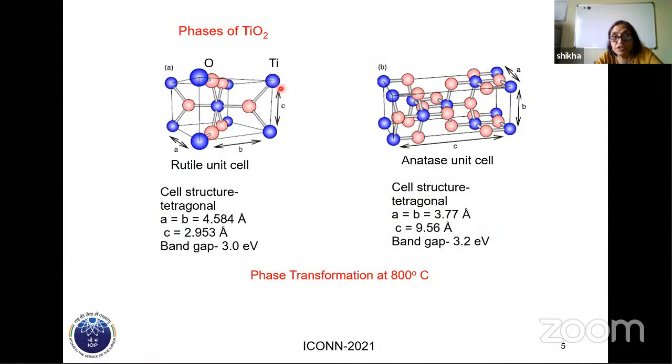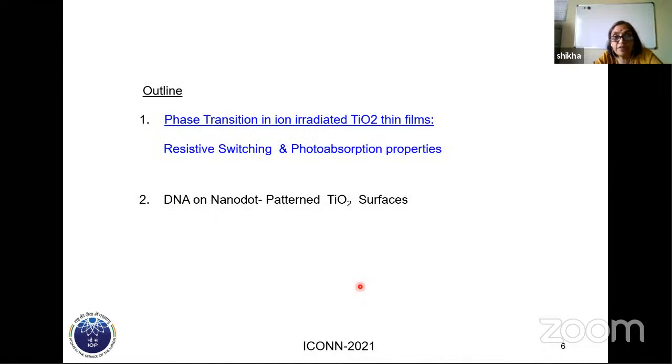So these are the crystalline structures of rutile and anatase, and the band gaps are slightly different. Studies have shown that by simple annealing, one can transform from anatase to rutile at about 800 degrees C. And this is also shown in the coming slide. But first, let me give a brief outline of what this talk is about. In the first section, we'll talk about the phase transition and resistive switching properties and the photoabsorption properties of these materials once they are irradiated. And then we'll put DNA, one biological material, on these TiO2 surfaces and see the interaction.